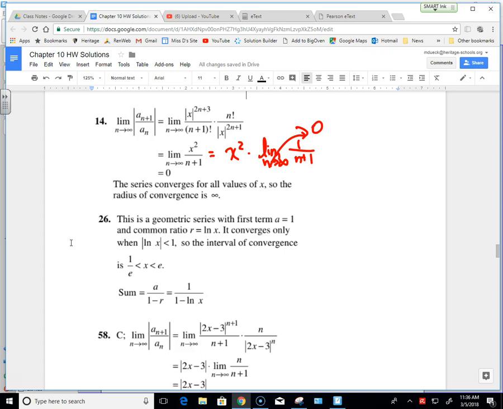You guys are wondering how the 1 over e? Your common ratio was ln of x. And remember, common ratios are between 1 and -1. And so they raised e to the -1, 1 over e. Does that make sense?